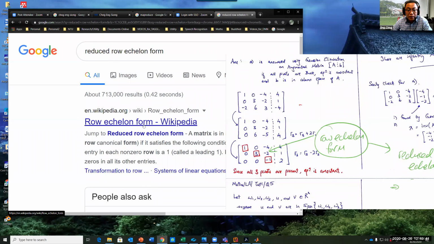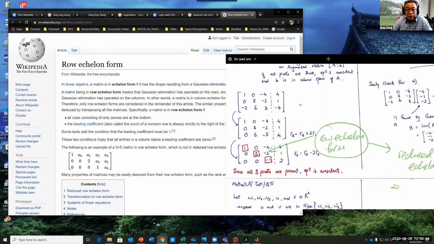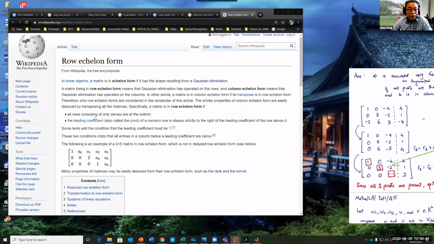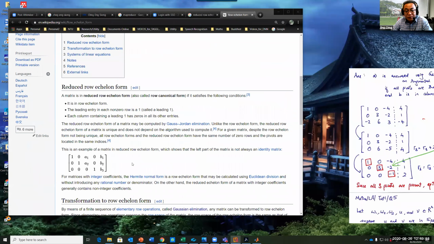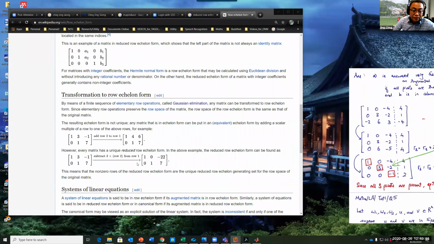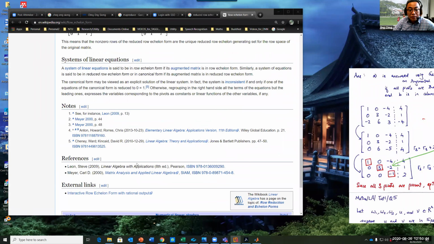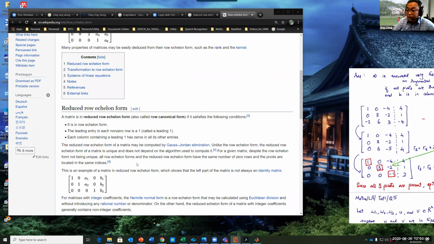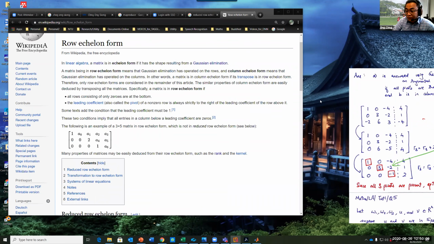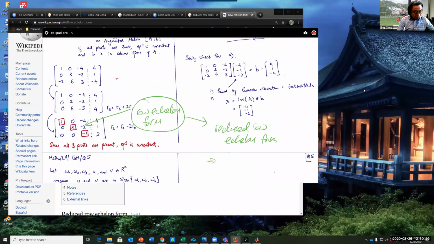So we go to wiki and, where's my reduced? With reduced row echelon form, there are more zeros on the top as well. Okay, so you can take a look. So the takeaway message is that row echelon form is not unique because it depends on which row operations you have done. In reduced row echelon form, it is however unique. Okay, now let's continue.